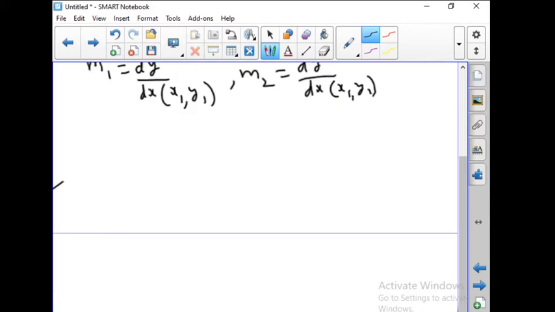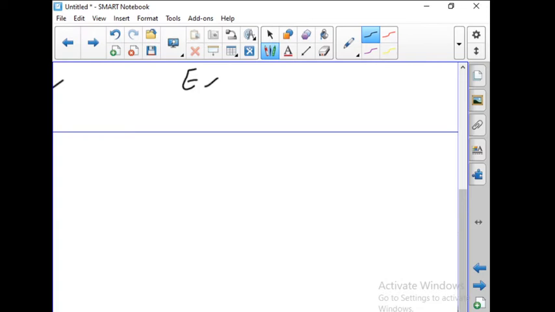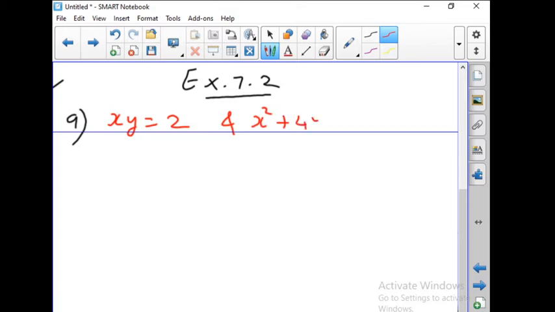Exercise 7.2, ninth question. Question number 9. Find the angle between the curves xy is equal to 2 and x square plus 4y is equal to 0. Find the angle between the curves. So first we have to find the point of intersection.